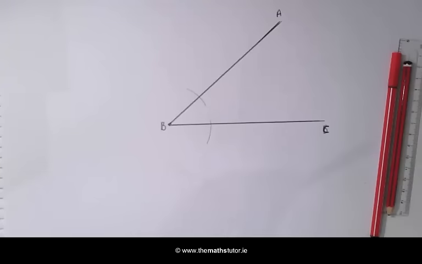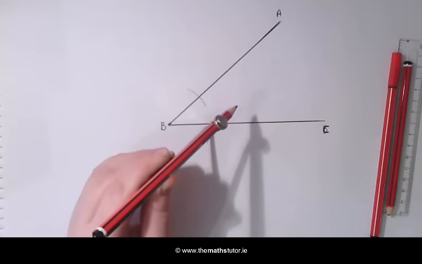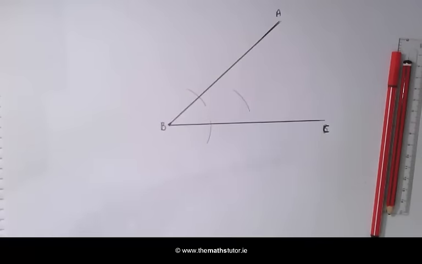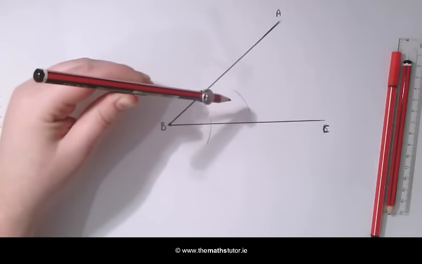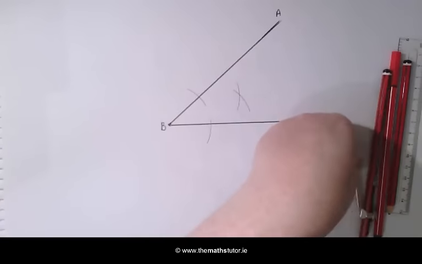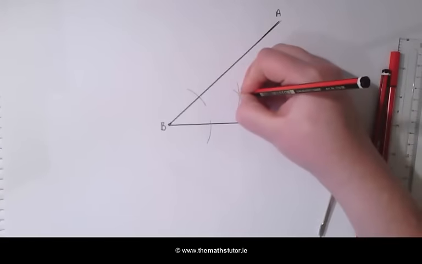Taking our compass, we are now going to place it on this new arc and draw an interior arc. And without changing the width, we are going to repeat this on the other side. Where these two arcs intersect, mark the point.